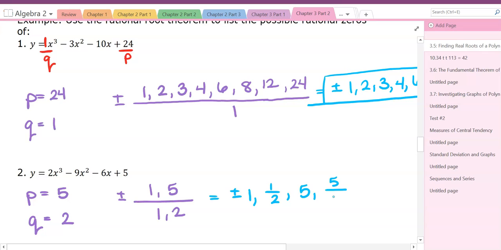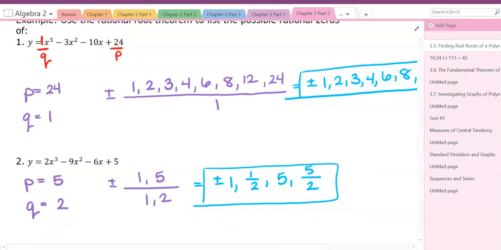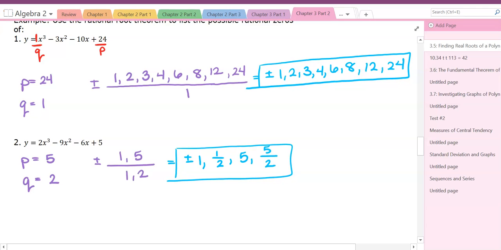what other number? 2. And again, these are all plus minus, so it's positive, negative 1, positive, negative 1/2, positive, negative 5, positive, negative 5 over 2. So this is your list of factors that would work. Much smaller than the last one, okay? It really cut that down, and that's just because of the numbers that we were working with.